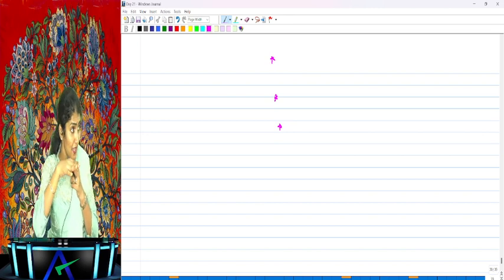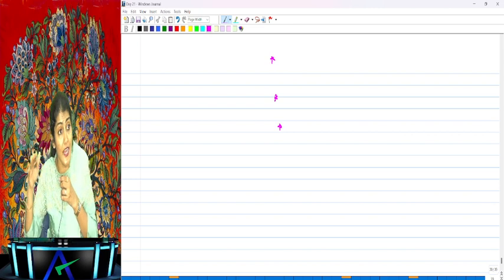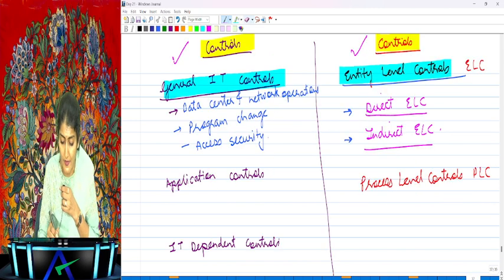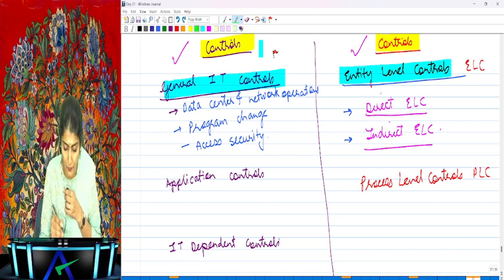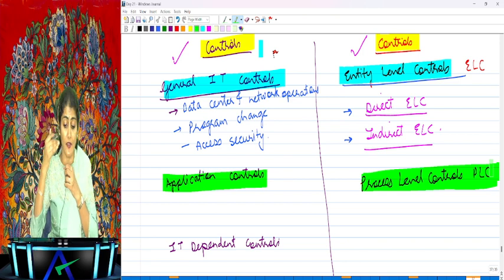You understand that, right? So what is that? That's an application control. That is a transaction level control. So application controls can also be called as the process level controls. Are you understanding? The application controls, they can also be called as the process level controls. Okay, they are the process level controls.